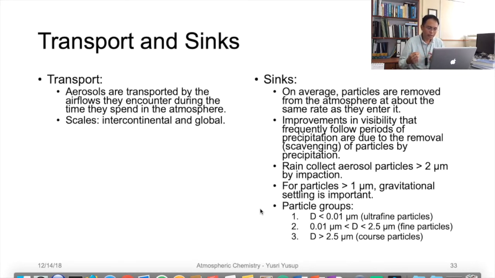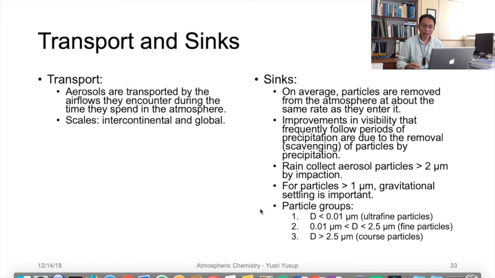and these move this aerosol into many parts of the globe due to the movement of the airflow, and the scales that they are on are on the intercontinental and global scale. That means they move very far distances from the position where they are created or they are emitted.